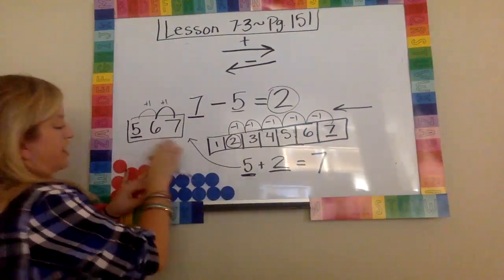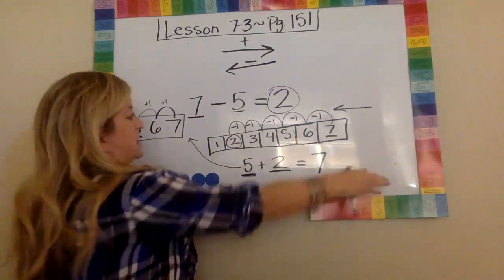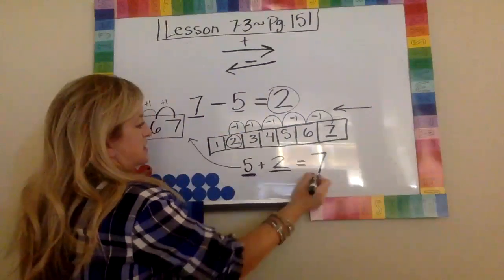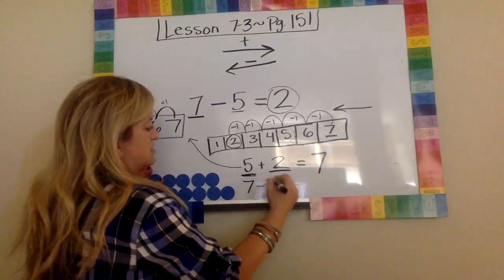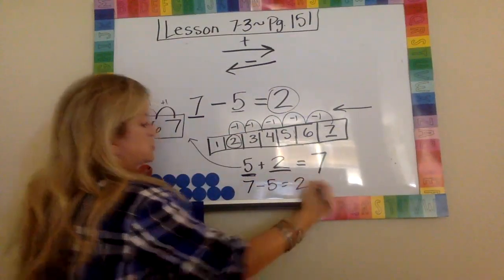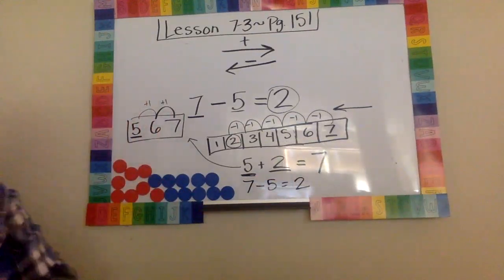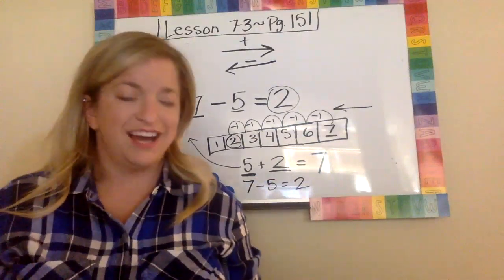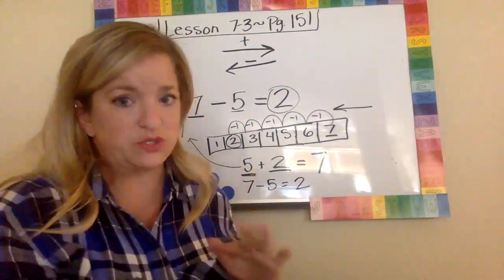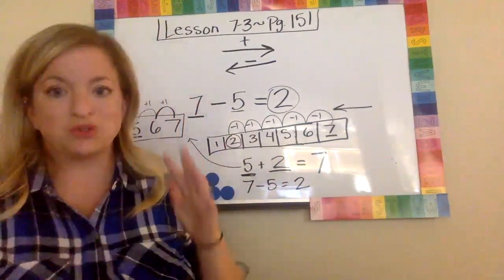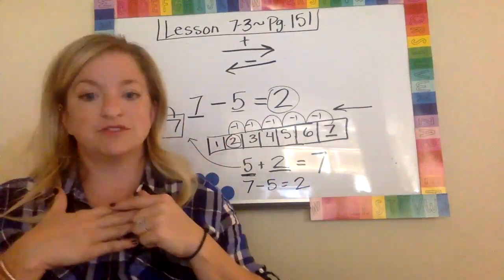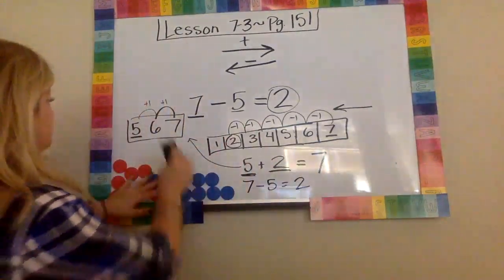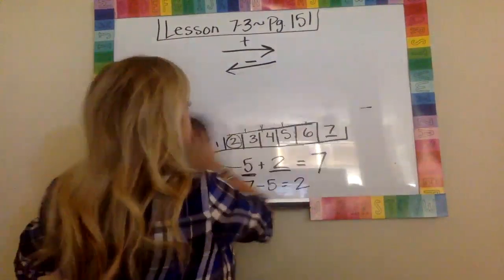So if I know 5 plus 2 is 7, I can flip it and say 7 minus 5 equals 2, which is what we've been doing. If you need to rewind this and watch this over and over again, please do. I know this is very, very confusing, but I do want to introduce you to both strategies so that way you can choose which one works for you. All right.